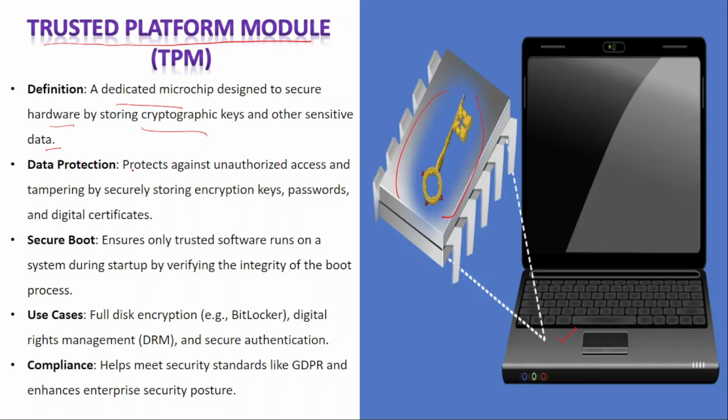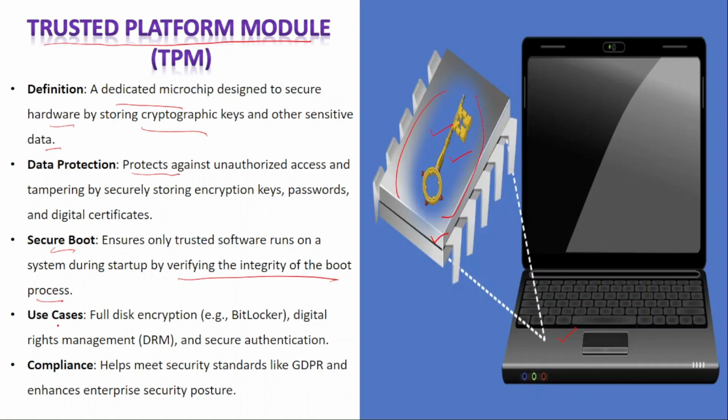Data protection: it protects against unauthorized access and tampering by securely storing encryption keys, passwords, and digital certificates. So remember this, you cannot extract this key from this TPM. It is tamper proof. If you want to physically access this chip, it will self-destruct and the key will be destroyed. Secure boot ensures only trusted software runs on a system during startup by verifying the integrity of the boot process.